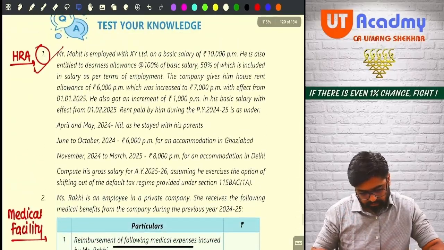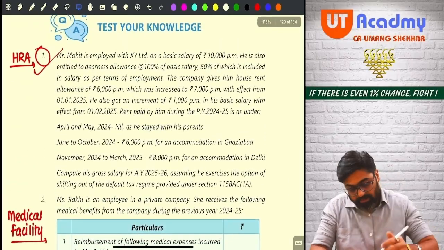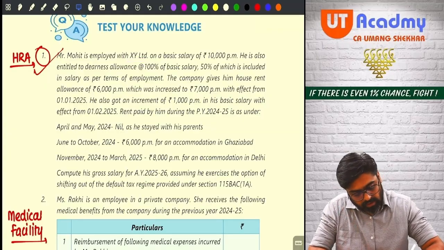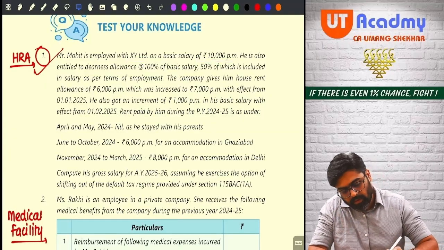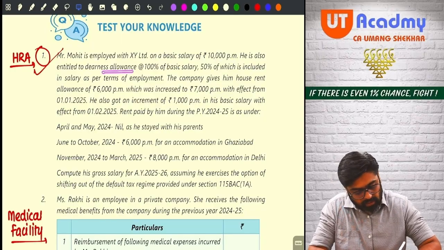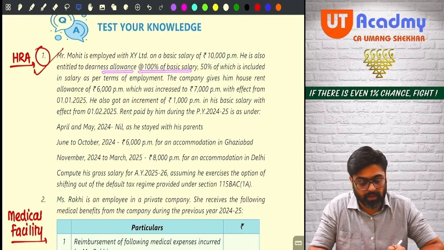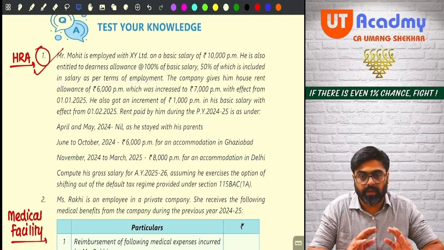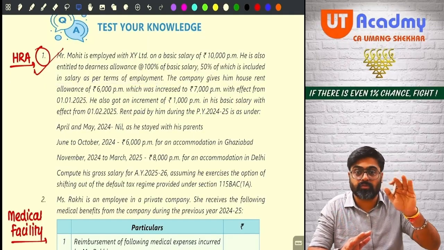See this question. Mr. Mohit is employed with XY Limited on a basic salary of rupees 10,000 per month. He is also entitled to dearness allowance at 100% of the basic salary, of which 50% is included in salary as per terms of employment. Meaning that whatever basic you are getting, 100% of that you are getting as DA.